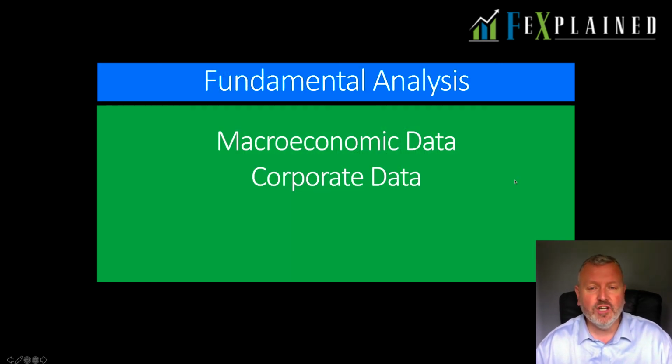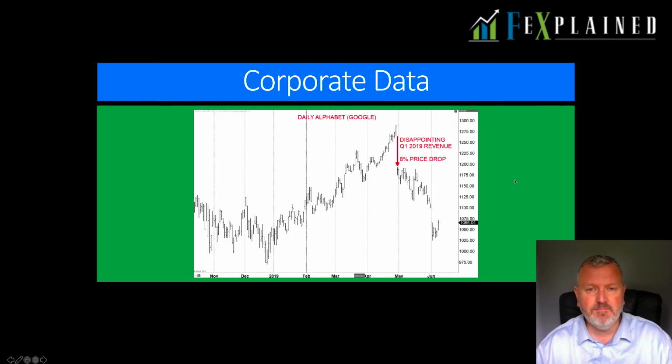We're now going to look at corporate data. So corporate data is micro data. This is the actual corporate earnings, corporate revenues, looking at the balance sheet. And we get sometimes some significant moves when we have disappointments or we beat projected earnings or revenue estimates. And here we're looking at Google, Alphabet actually. Alphabet, the parent company of Google. So disappointing Q1 2019 revenue data saw an 8% immediate drop in one day for Google.